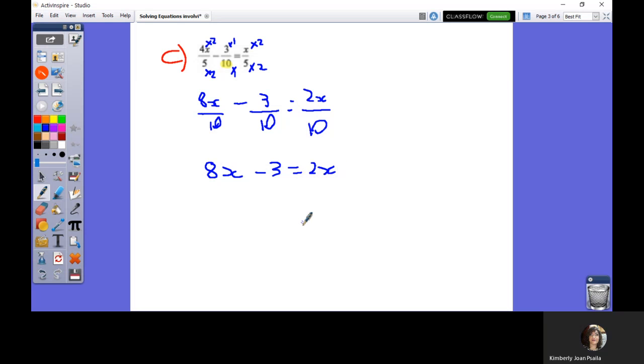Now, what shall we do here? We can remove this minus 3. I cancel it out with plus 3, and I can also add 3 to this side. So we are left with 8x. This becomes 0, and here we have 2x plus 3.